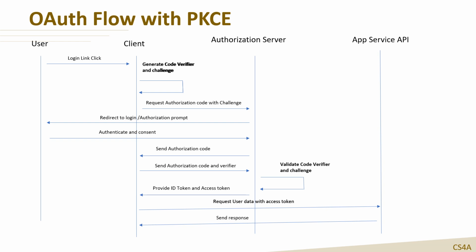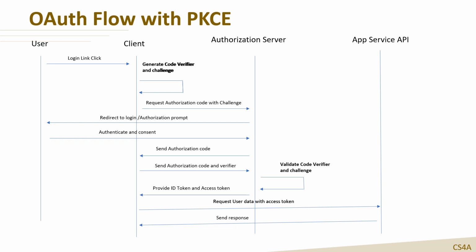Once the authorization server gets that consent response, it sends the authorization code to the client. Now the client has to send that authorization code and the verifier. The verifier is a random string, and the authorization server validates the verifier against the code challenge, which is a hash. It takes that verifier and checks whether the previously sent challenge is matching. If it matches, then it returns an ID token and the access token, and then the client can use the access token to make the request to the API service.